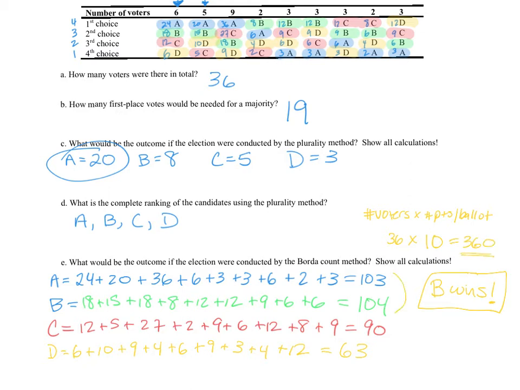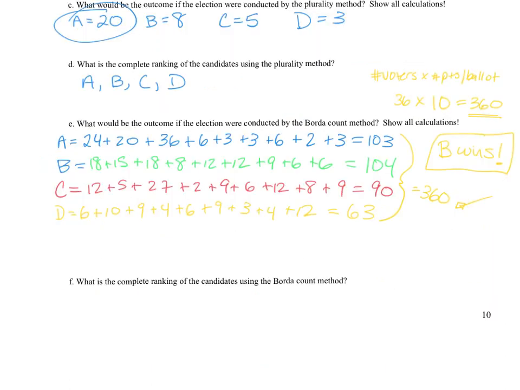So if I add up the points that we gave out using Borda, it should add up to 360 if we didn't make any mistakes. So 103 plus 104 plus 90 plus 63 is 360. So it's likely that we did all of our calculations correct. This is just a quick little check you can do. Okay, so the complete ranking of the candidates using Borda count, we just ranked them in order of points. So B got the most, then A, then C, then D.